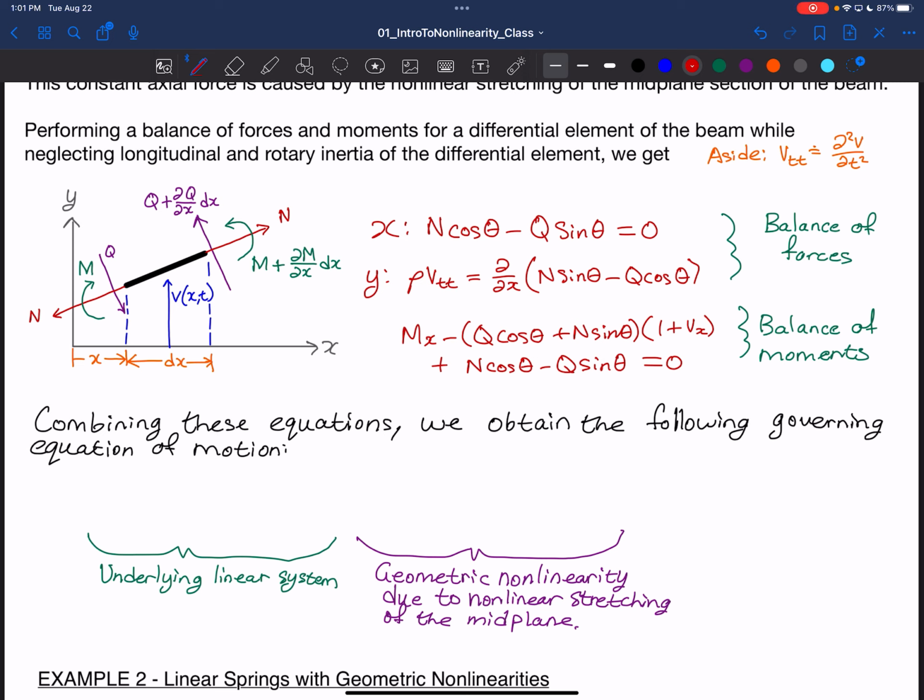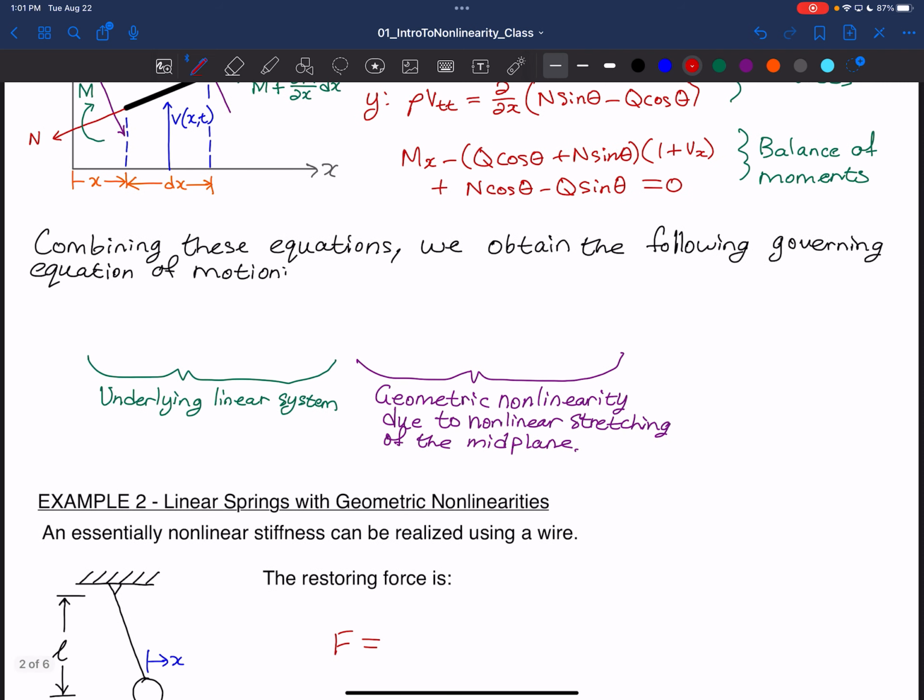Okay, so from here we combine these equations, and I'm going to skip all the steps and just give us the final equation. What we end up with is rho times v_tt is equal to minus EI v_xxxx. That's our underlying linear equation, which is a fourth order partial differential equation. It's known as the beam equation for an Euler-Bernoulli beam.